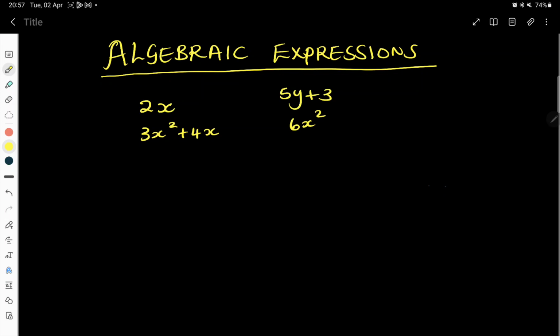Those are expressions. But immediately when we have, for example, 2x plus 4 is equal to 0, when there's an equal sign there, it's no longer an expression, but it is referred to as an equation. It's an equation, not an expression. So let us look at algebraic expressions.